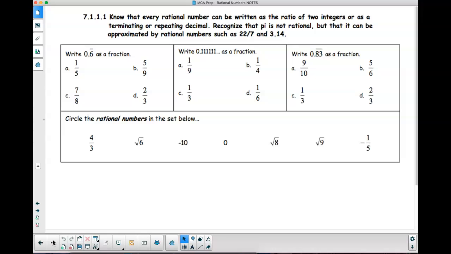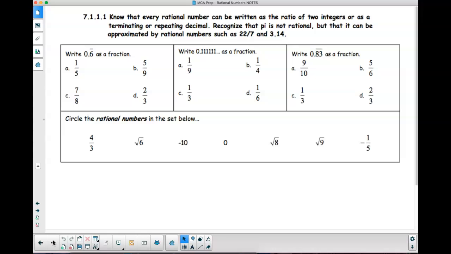So, this one says, know that every rational number can be written as the ratio of 2 integers, or as a terminating or repeating decimal. Recognize that pi is not rational, but that it can be approximated by rational numbers such as 22 over 7 or 3.14.